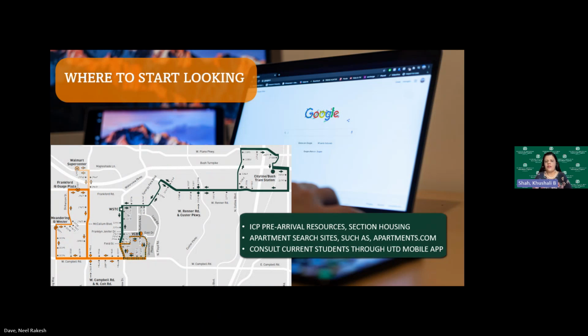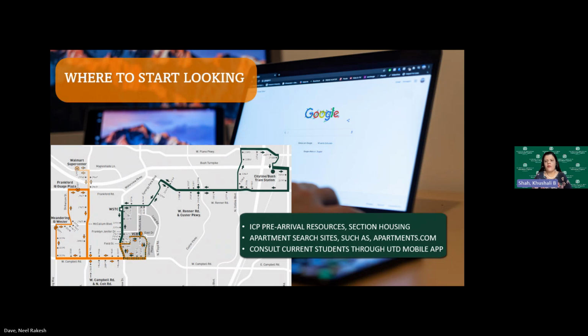Another resource that you can use to search apartments is a third-party resource like apartments.com or rent.com, realtor.com, Zillow. You could use some of those resources. Another great resource that Carl mentioned earlier is the UTD Mobile App. Make sure you download it from your Apple or Google Store. Once you download it, you'll need to log in with your UTD Net ID and password.